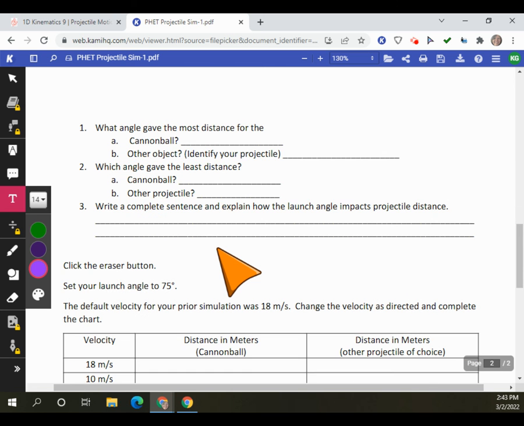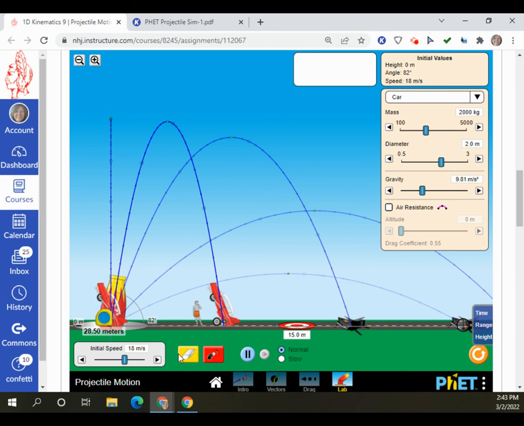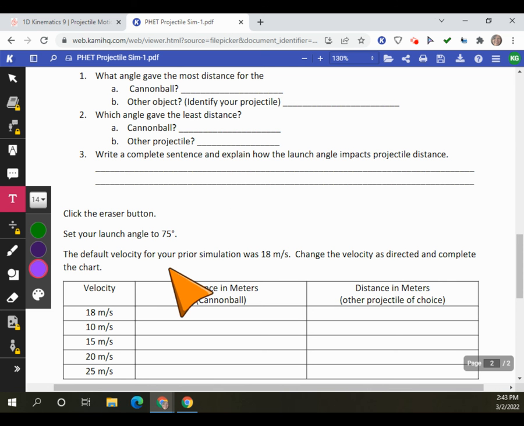And then it says, click the eraser button, set your launch angle to 75 degrees. Okay, we can do that. We can hit the eraser button and we can set our launch angle to 75 degrees. Right. And then the default velocity for your prior simulation was 18 meters per second. This time we're going to change velocity. So we changed angle in the last one. This time we're going to change velocity. So speed in a given direction as directed by the chart.